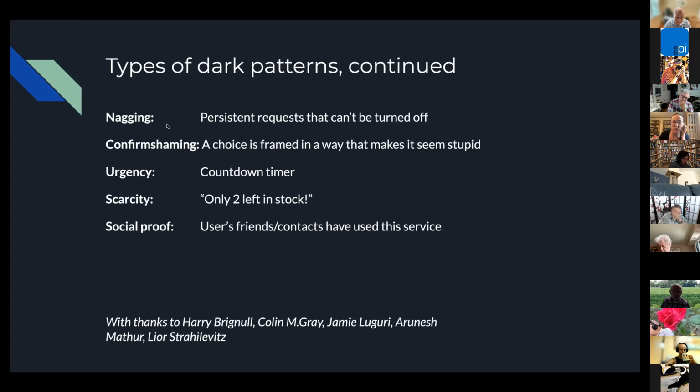Nagging: pop-ups that you cannot turn off permanently. You can only turn them off for a while, and eventually they'll come back and ask you to do the thing again. Confirm shaming: pop-ups that are framed in ways that are manipulative, or that make the choice you don't want seem stupid, such as, "No, I don't like great offers, don't sign me up for a mailing list." There's the urgency and the scarcity, where you get things like countdown timers, or banners that say only 2, or whatever number, of this item are left in stock, and social proof, where it tells you how many of your friends or people you know have used this service.